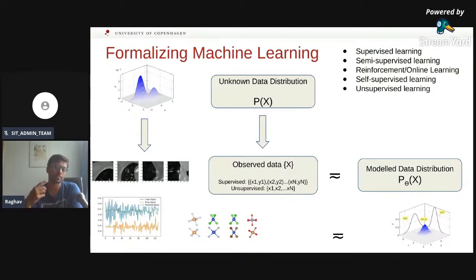Then there's something called self-supervised learning. There are a lot of different paradigms. And then unsupervised is where you don't have any answers per se. You don't have any labels. You just learn from the data and model the data distribution itself. But this is just to put that in context if you've previously encountered these terminologies. If not, what we are going to be discussing in this talk is supervised learning, where you have a bunch of questions and answers, and you want to learn from that.